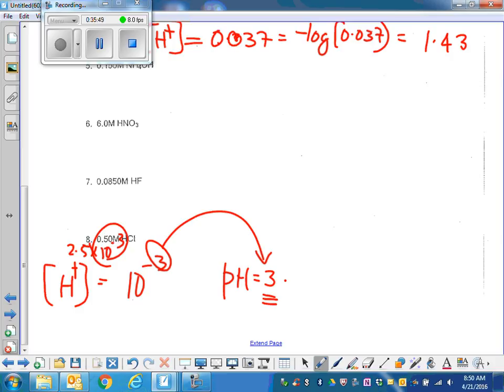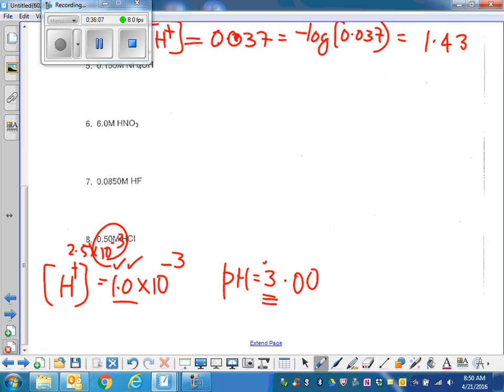So this concentration, if it had been expressed as 1.0 times 10 to the negative 3, how many sig figs is this? 2 sig figs. So how many sig figs must I report my answer to? 2. If I give you a number like 2.3 times 10 to the negative 3 and ask you to find its pH, what is the pH?